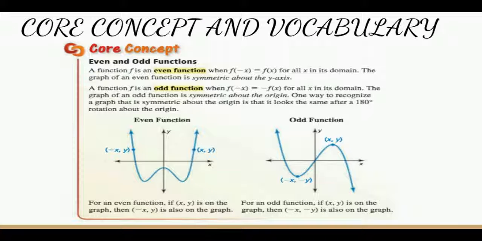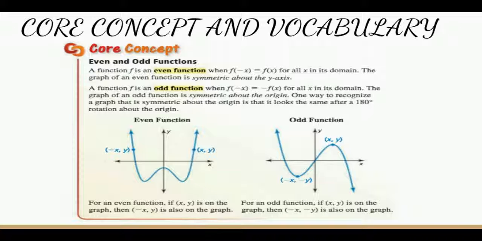Core concept, even and odd functions. A function f is an even function when f(-x) equals f(x) for all x in its domain. The graph of an even function is symmetric about the y-axis. A function f is an odd function when f(-x) equals negative f(x) for all x in its domain. The graph of an odd function is symmetric about the origin.